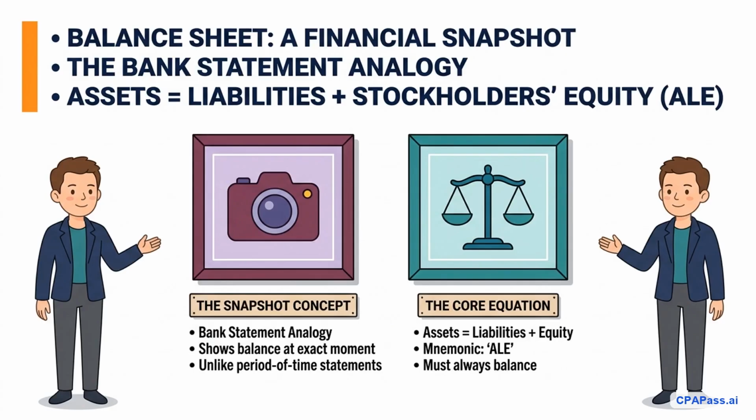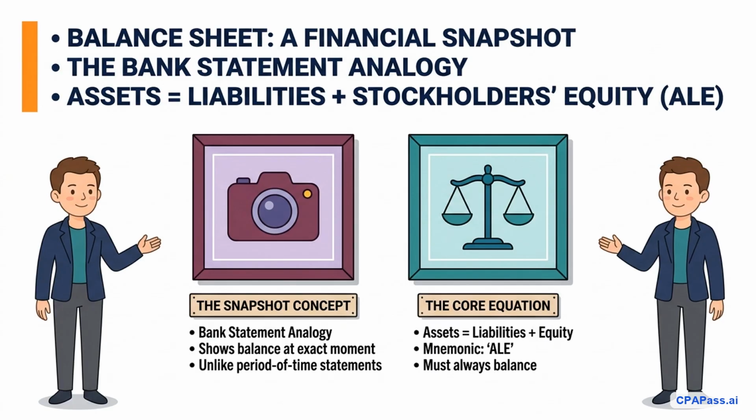The balance sheet, or statement of financial position, is a financial snapshot taken at a specific point in time. Think of it using the bank statement analogy. When you log into your bank app, you see your balance at that exact second, not a movie of your monthly spending. This snapshot is governed by the fundamental accounting equation: assets equal liabilities plus stockholders' equity. You can easily remember this with the mnemonic ALE, like a glass of ale.